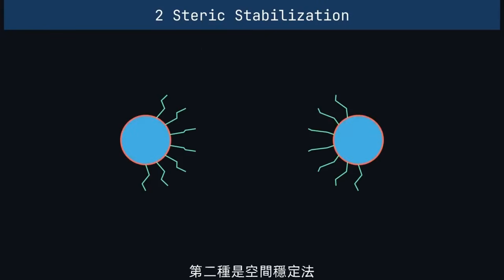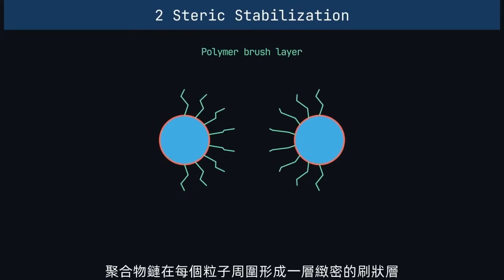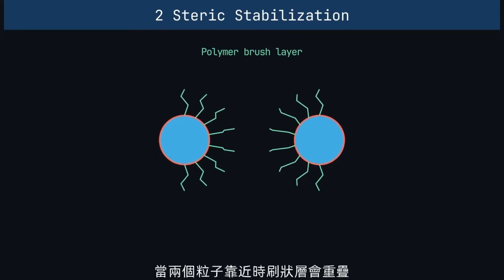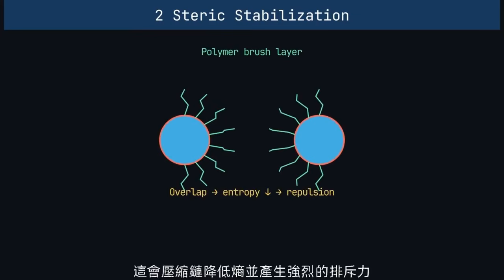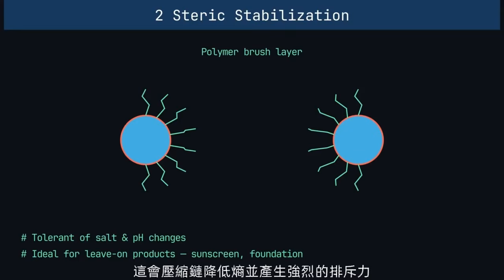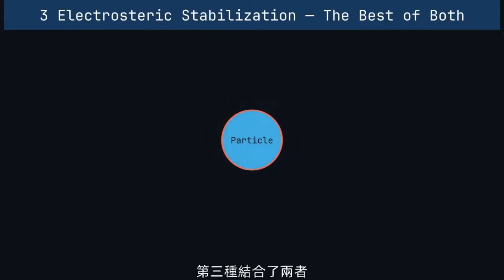The second is steric stabilization. Polymer chains form a dense brush layer around each particle. When two particles get close, the brush layers overlap. That compresses the chains, reduces entropy, and generates a strong repulsive force. This mechanism is much more tolerant of salt and pH changes, making it ideal for leave-on products like sunscreen and foundation.